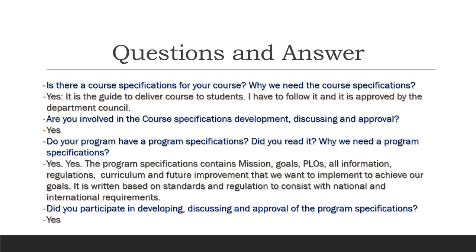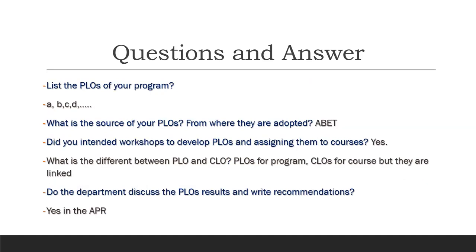Are you involved in the course specifications development, discussion and approval? Does your program have program specifications? Did you read it? Why do we need program specifications? Do you participate in developing, discussing, and approving the program specifications? List the program learning outcomes of your program. What is the source of your program learning outcomes? From where are they adopted?